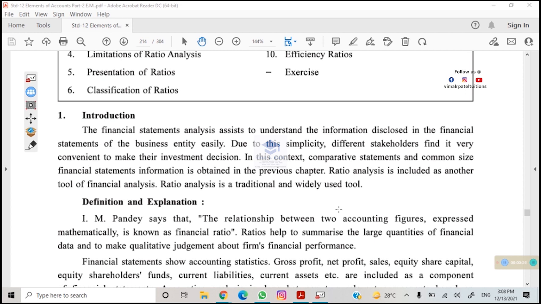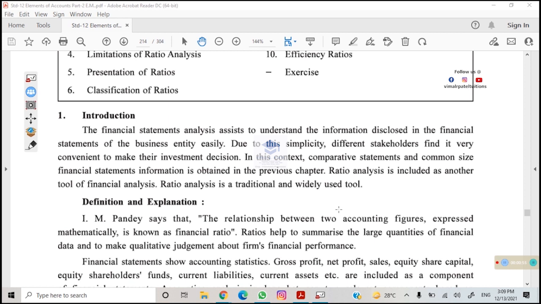So what is the definition of accounting ratio? Relationship between two accounting figures expressed mathematically, either in the form of percentage or some absolute number in proportion, is known as financial ratios or accounting ratio. Accounting ratios help to summarize the large quantity of financial data and to make qualitative judgment about financial performance.